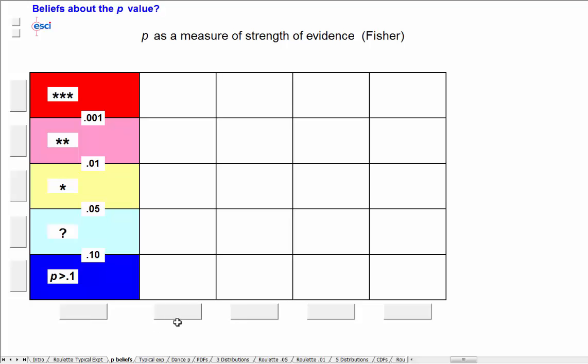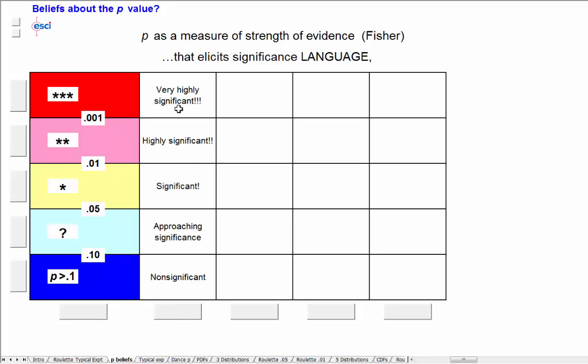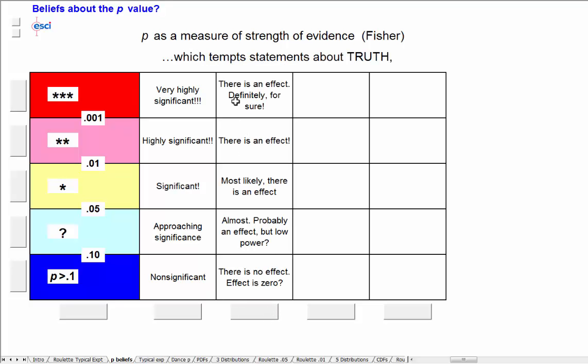And associated with those bands is language, highly significant through to non-significant. Does this bring to mind some red flag? And people tend to believe that this tells them about truth. 3 stars, yes, definitely an effect. No effect with p greater than 0.1, or perhaps the effect is 0. Does this bring to mind a couple of red flags?